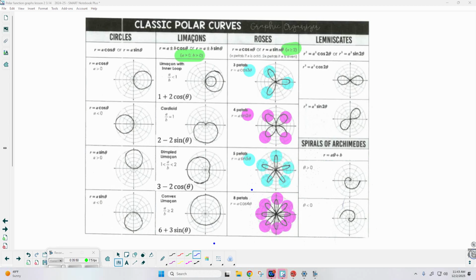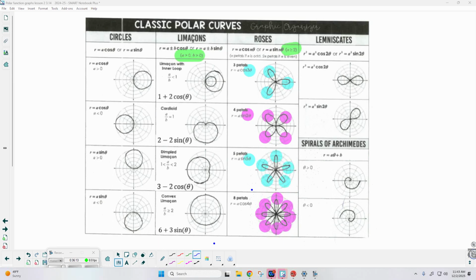A sine of 2 theta, but I've got 4 petals. A sine of 5 theta, I've got 5 petals. But A cosine of 4 theta, I've got 8 petals. What am I trying to get you to see here? What determines the number of petals? Whether it's odd or even.